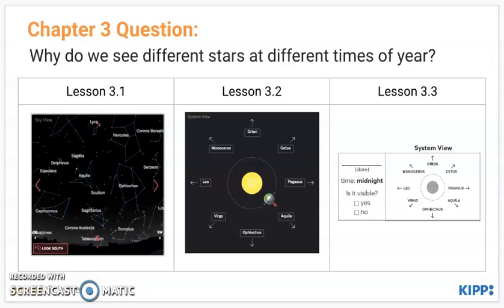In Lesson 3.3, students investigate the two movements of Earth, rotation and orbit, and do an investigation on the sim to show the connection between time of year, Earth's location in its orbit, and the stars that we see.